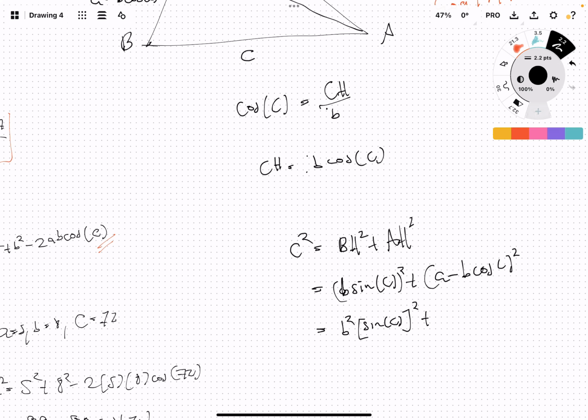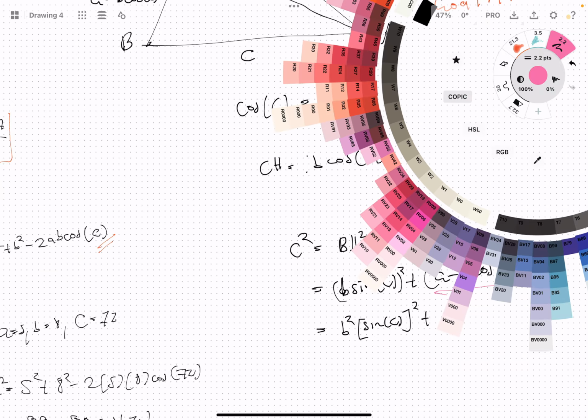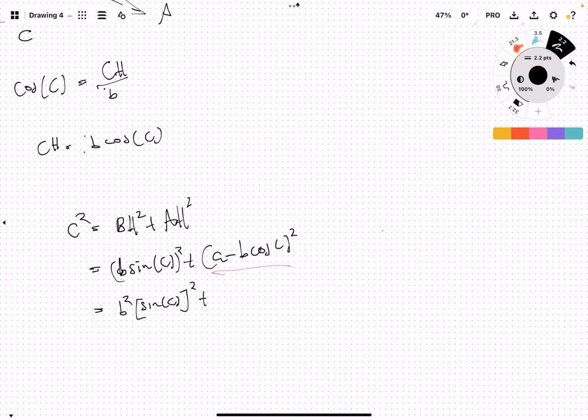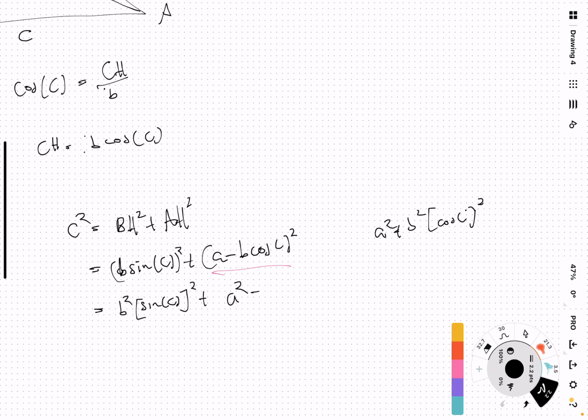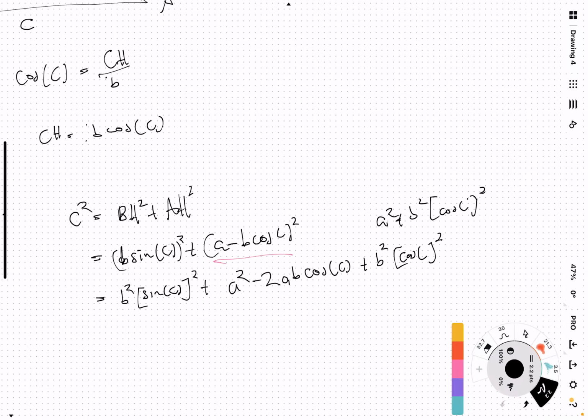Before you do this, be cautious of this expansion. A lot of people think this is just A squared plus B squared cos C of the whole thing squared. It's not. You have to square this with the proper distributive property. And if you do the expansion, you get A squared minus 2AB cos C plus B squared cos C the whole thing squared.